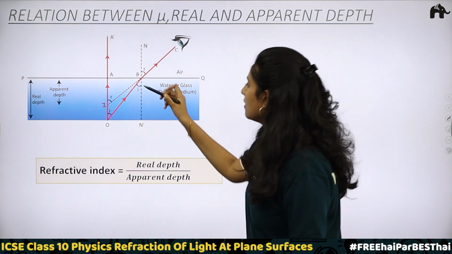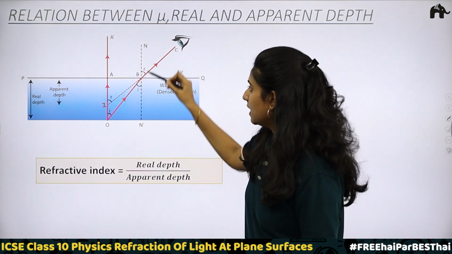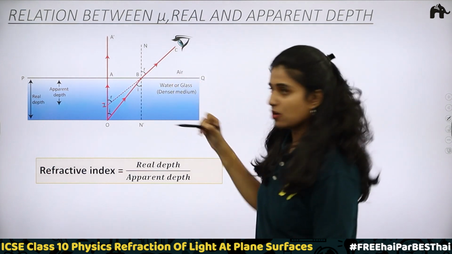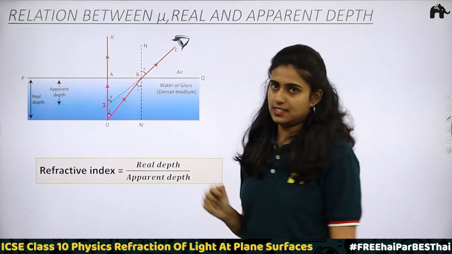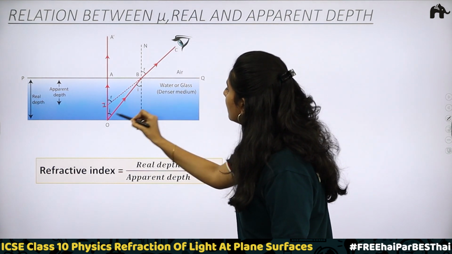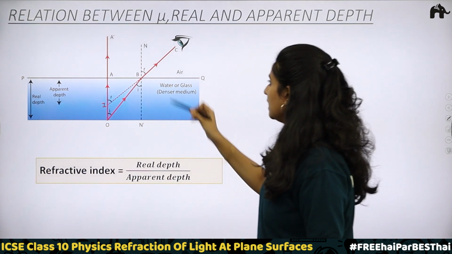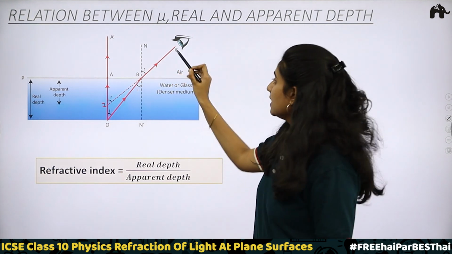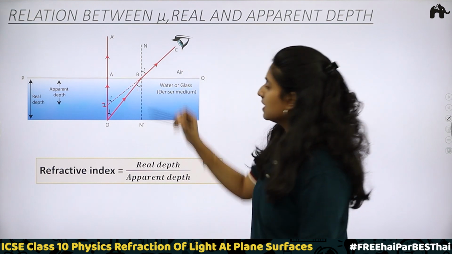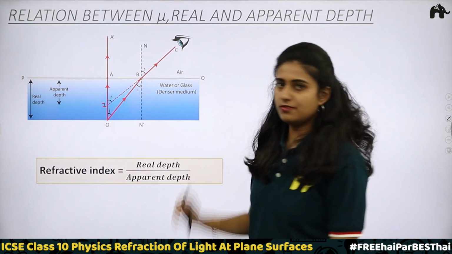Clear? Now, the angle that is formed between the incident ray and the normal. Here we have N dash to be the normal at the point of incidence. So the angle between the normal and the incident ray is angle i, which is the angle of incidence. Similarly, we have the angle of refraction, the angle between the refracted ray BC and the normal BN.